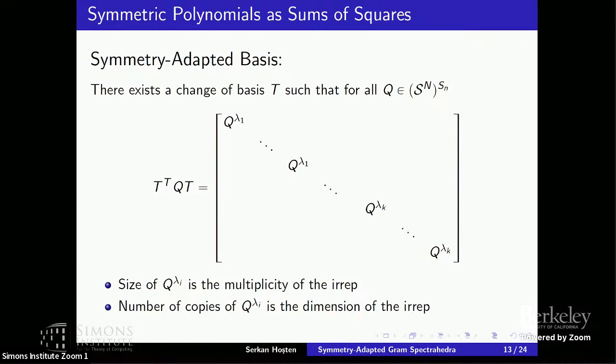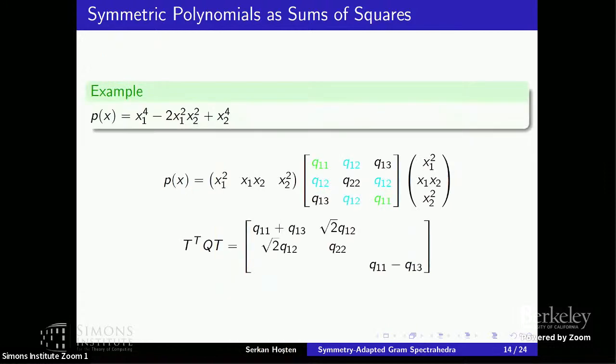So Q lambda 1, these are symmetric matrices, and the size of the symmetric matrix is equal to the multiplicity of the corresponding representation, and the number of copies you see is the dimension of the irreducible representation. So if I look at this particular subset of Q's, symmetric matrices, things sort of get easy. So how could it be useful?